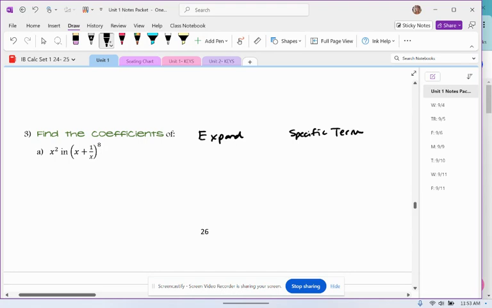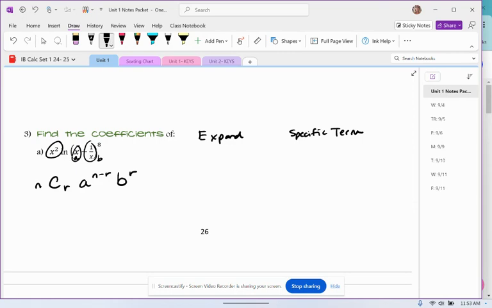When you have a specific term type problem, you're going to use the formula that generates the term that you are looking for. So we're going to start with, this comes right out of your formula booklet, nCr times a to the n minus r times b to the r. It looks like we are trying to get x squared, and we have x in the place of a and 1 over x in the place of b. So let's substitute what we know into the formula.